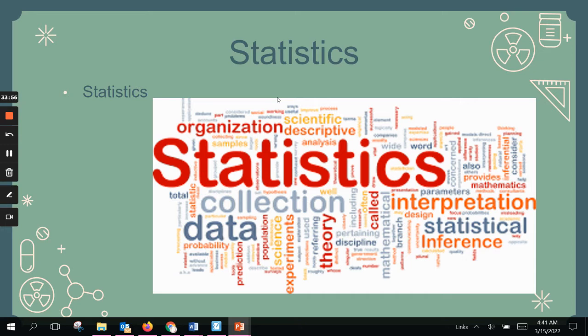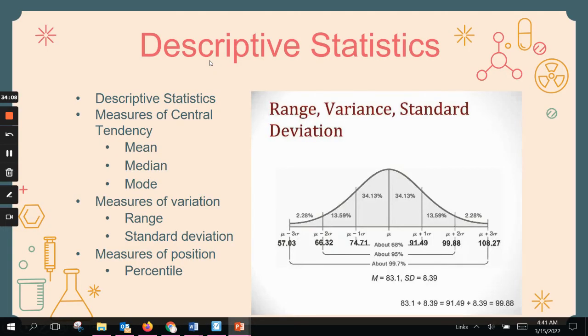And as I said earlier, there's two different types of statistics. The first is descriptive statistics. Descriptive statistics present data through the use of charts, graphs, tables. So it describes the data and it gives a snapshot of it. So often one of the ways that we describe data is through what we call the normal curve or the bell curve, which is the picture that you see.